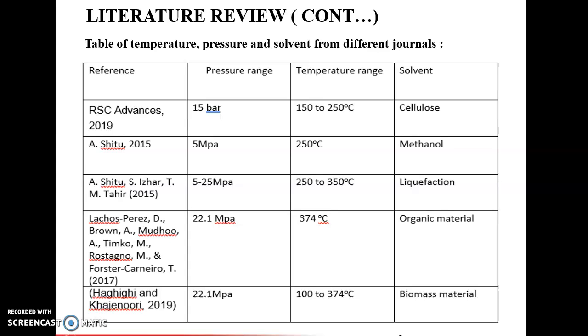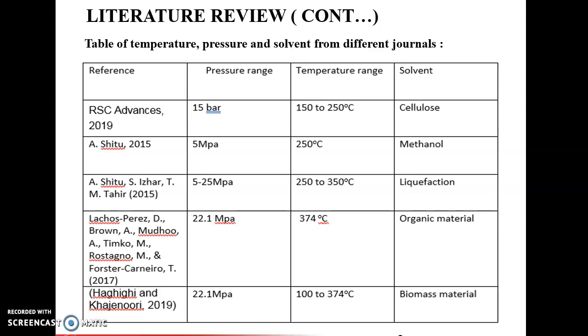We can see the first journal: the pressure is 15 bar, and the temperature is from 150 to 250 degrees Celsius, and the solvent they are using is cellulose. The second one, the pressure is 5 MPa, and the temperature is 250 degrees Celsius, and methanol is the solvent that they use.